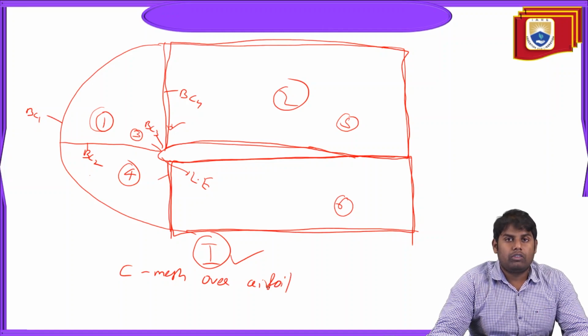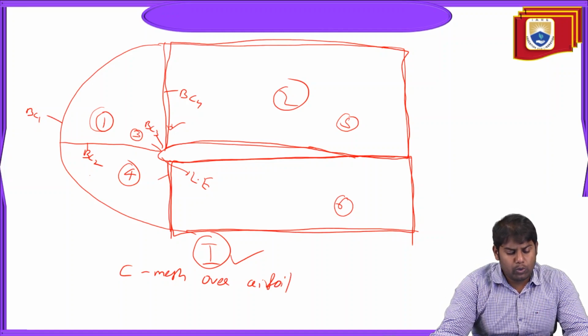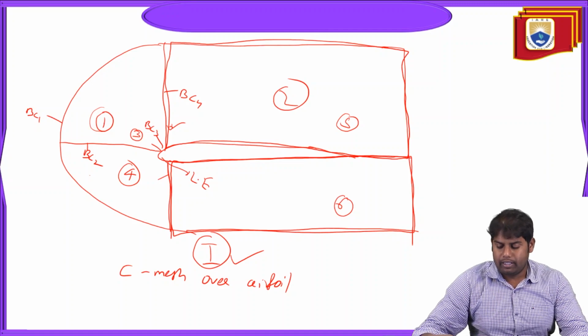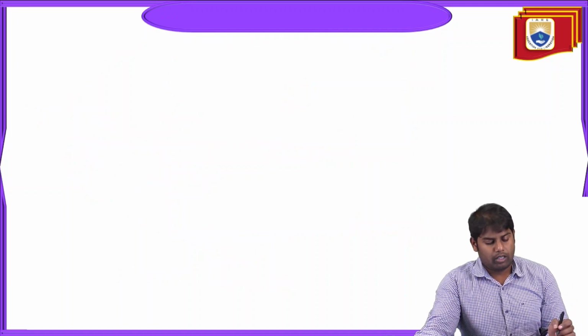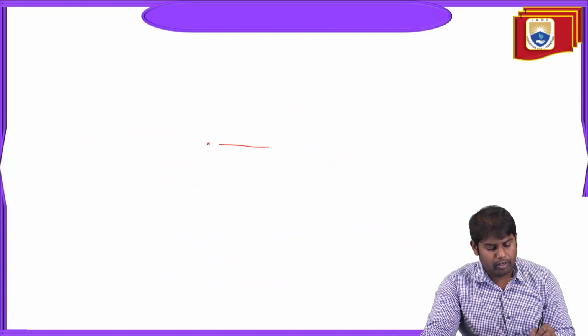It's not mandatory to use only a C type of mesh for the airfoil. There is another mesh arrangement called the O grid. Even with the O grid, or O mesh, we can generate the grid points or grid setup over the airfoil. So let's see what an O mesh is like. Now let us take the same airfoil again.